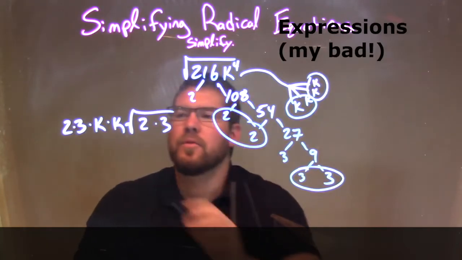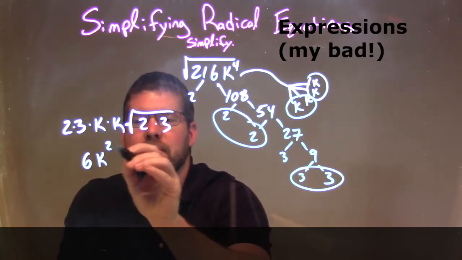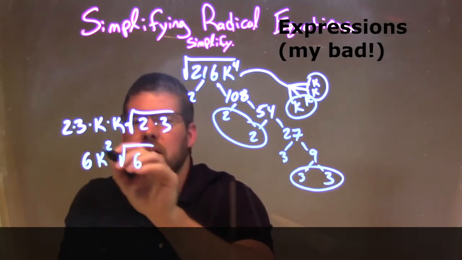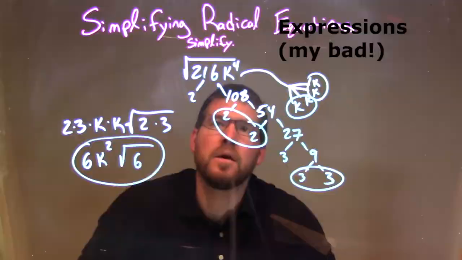So now we're left with, well, 2 times 3 is 6. Let's simplify that. So we have 6 here. K times k is k squared. And then 2 times 3 inside the square root is 6. So our final answer is 6k squared times the square root of 6.